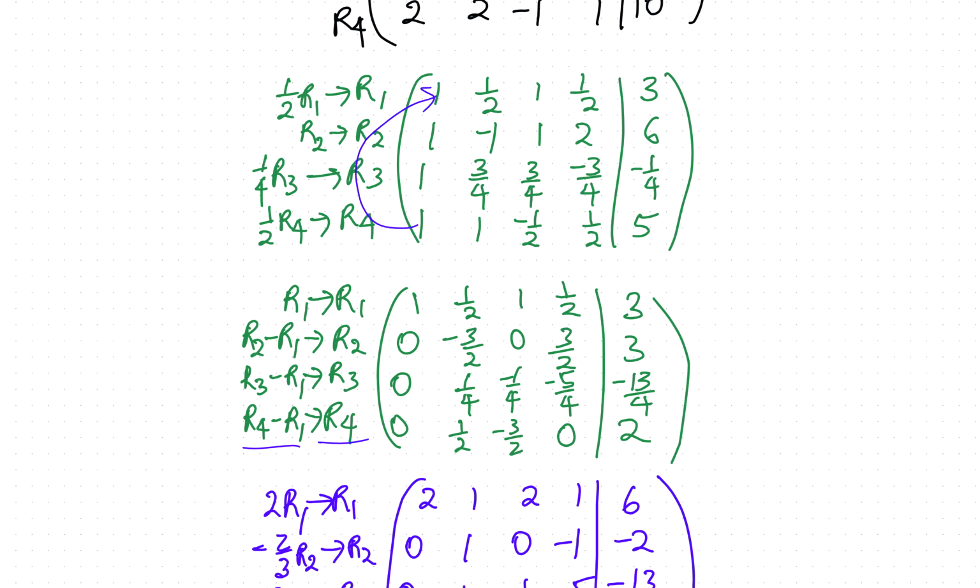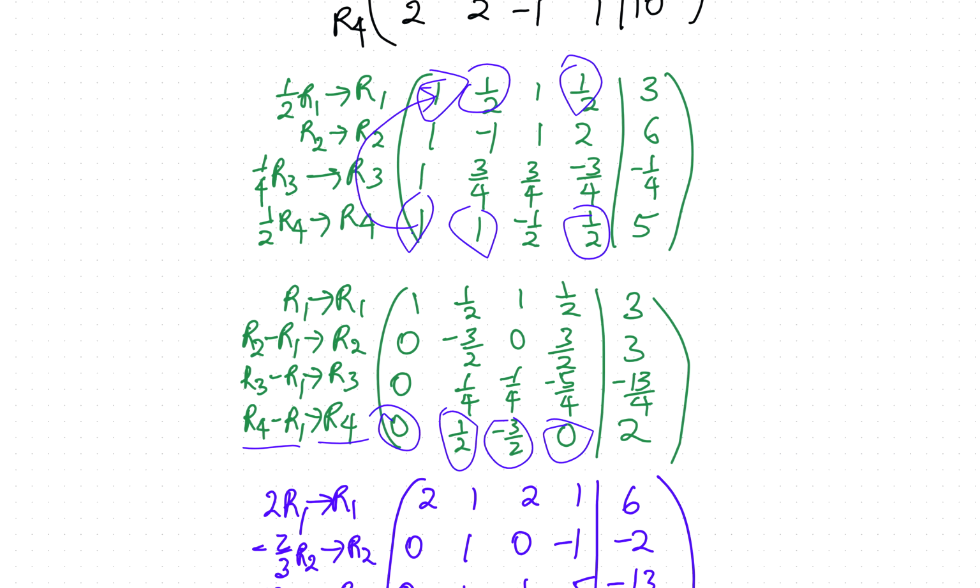So the old row 4 minus the old row 1, correspondingly 1 minus 1, 0. 1 minus half, of course, that is half. Minus half minus 1. 1 is like 2 over 2. So minus 1 minus 2 over 2, that's minus 3 over 2. Then half minus half, 0. Then 5 minus 3, 2. Easy. So that is taken care of.